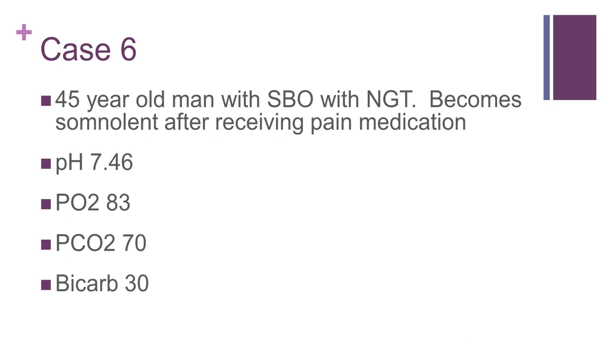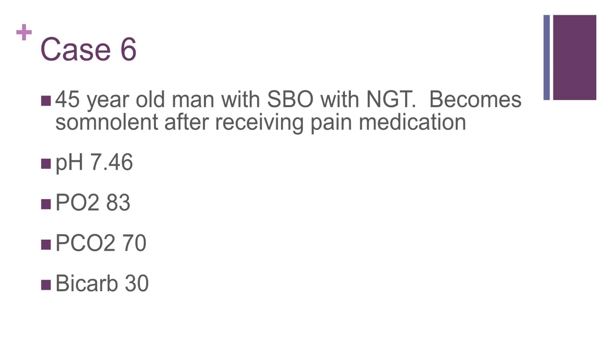In our final case, we have a 45-year-old man who is hospitalized for a small bowel obstruction and has an NG tube set to suction. He has been receiving opioids for pain control. He becomes somnolent, so a blood gas is obtained. His pH shows a mild alkalosis, and his bicarb is elevated, so it's a metabolic alkalosis.